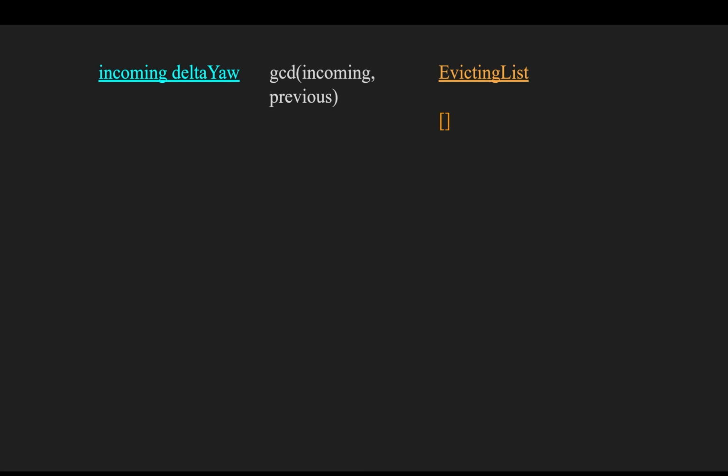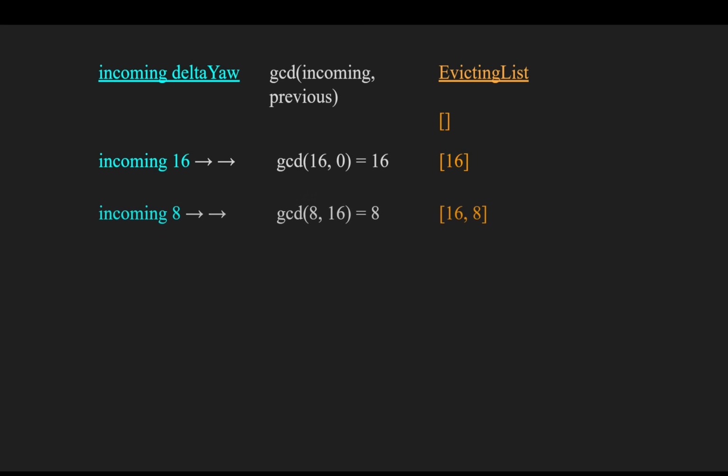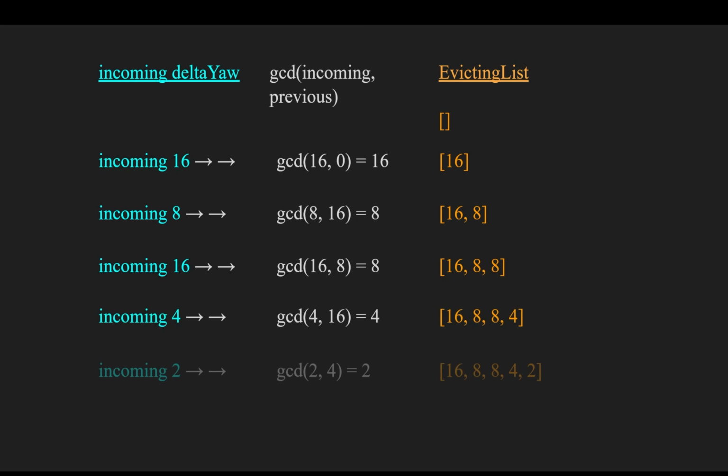We can run through the same example to see how this works. If we get an incoming 16, then we will add 16 to the evicting list. And for every new incoming delta yaw, we will take the GCD of itself and the previous delta yaw value and add that to the evicting list. Eventually, we will take the mode of the evicting list to be the true yaw GCD value. In this case, 2 is not actually the mode of the evicting list, but in-game, when there are thousands of packets being sent per minute, the mode of the evicting list almost always is the true yaw GCD value.